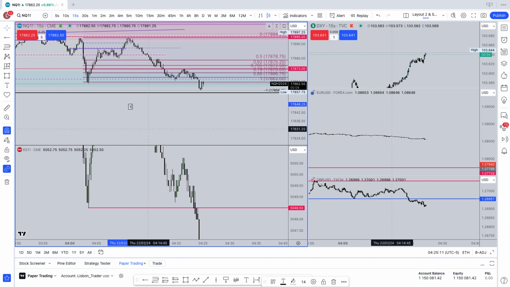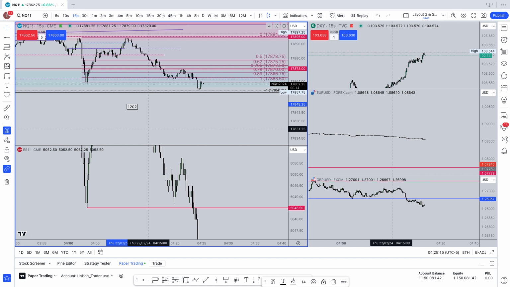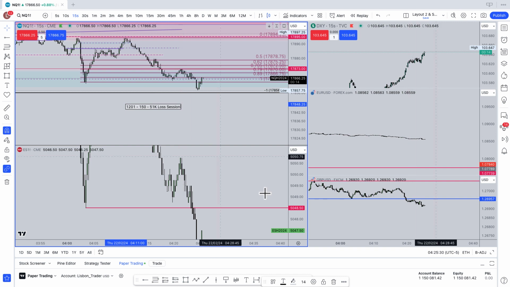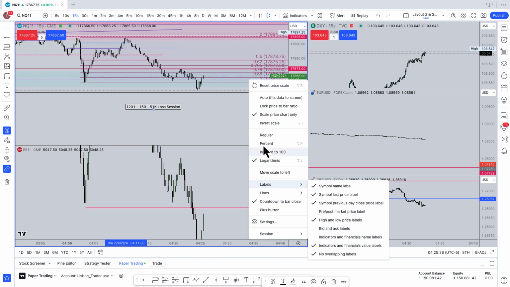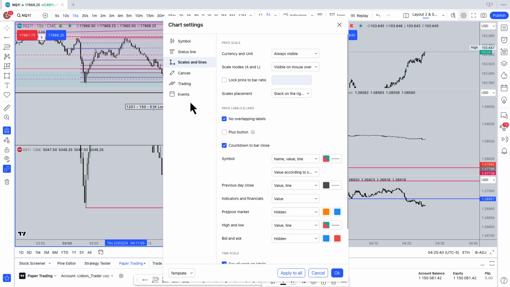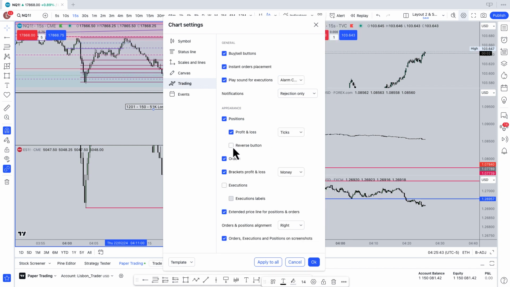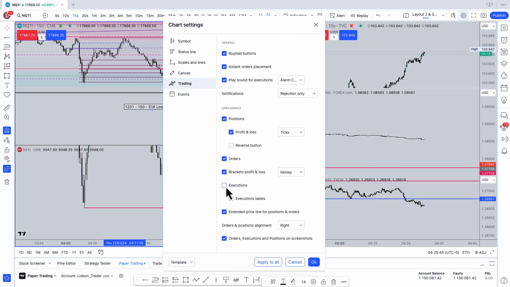So we had previous 1,201,000 more or less, and now we are sitting 150. So which means a 51k loss session. Labels, settings, trading, executions.